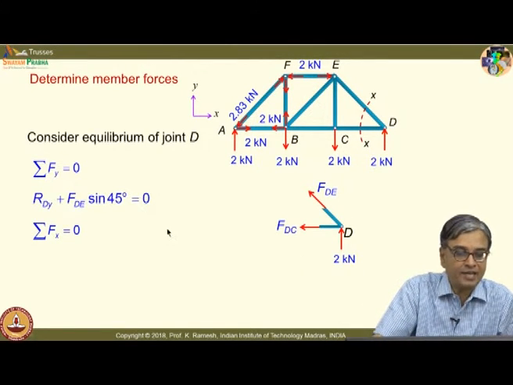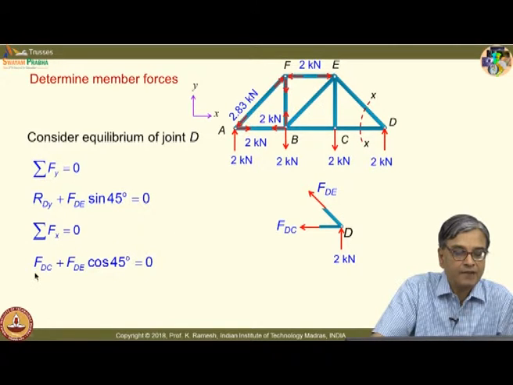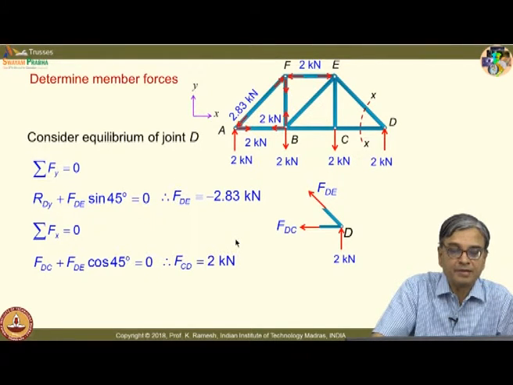So, I write the equations RDy plus FDE sin 45 equals 0 and FDC plus FDE cos 45 equals 0. So, this gives me FDE is minus 2.83. So, that means the member is under compression and FCD is under tension. So, which I would indicate on the truss also.